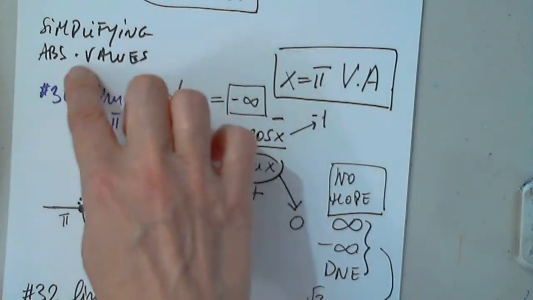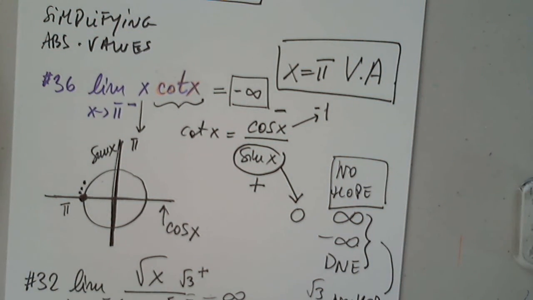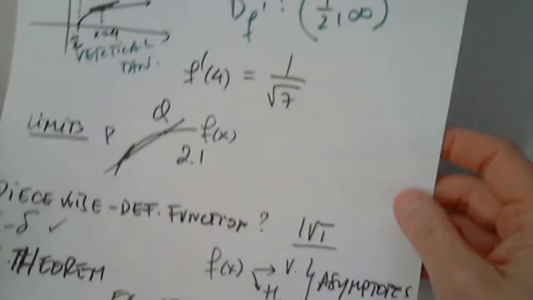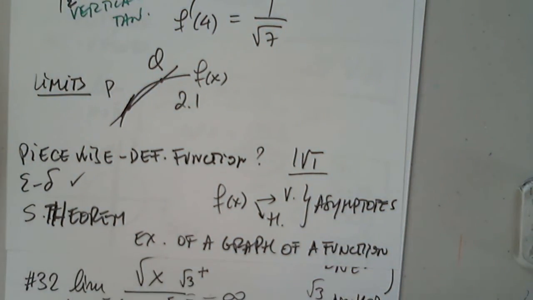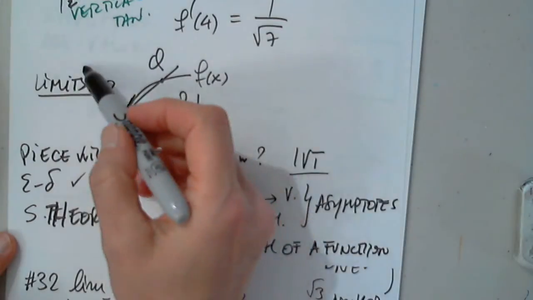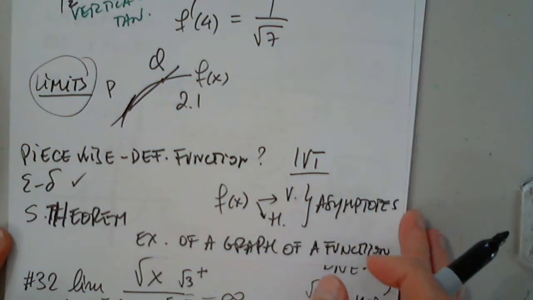We have other simplification ones, or can we move on to another topic? I'm ready for another topic. Okay, so let's go through. So this was some limits. If we have time, we'll go back to more limits.